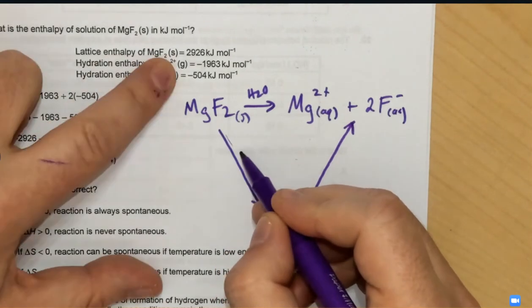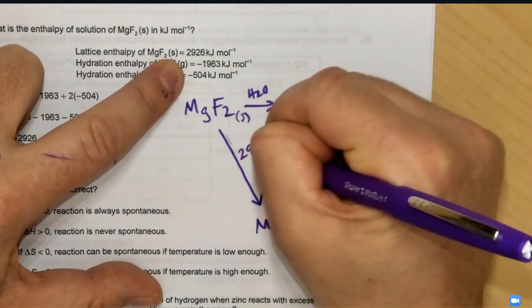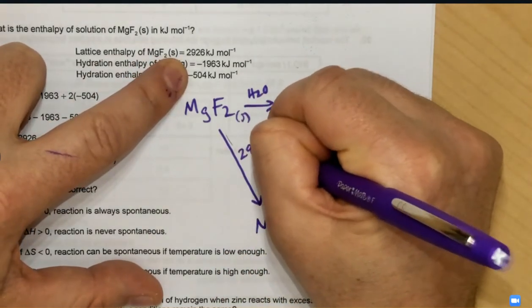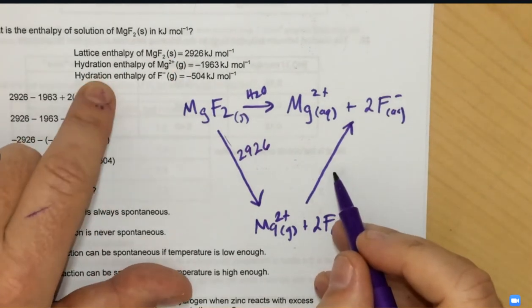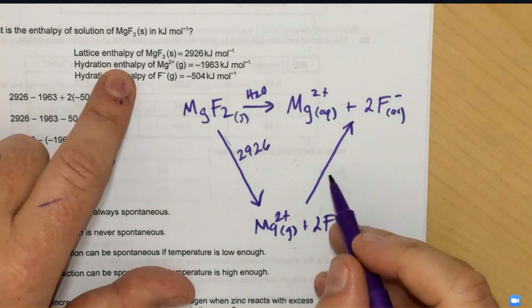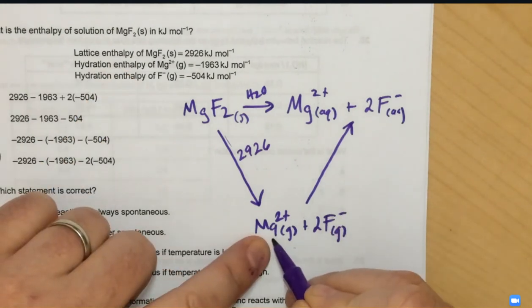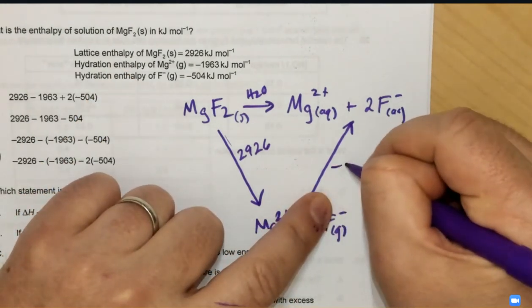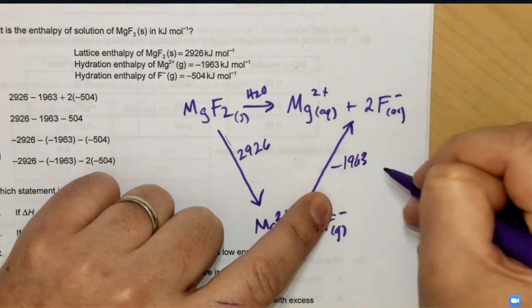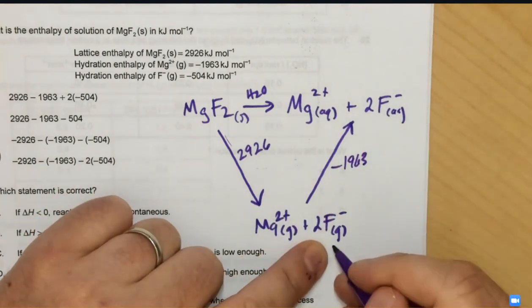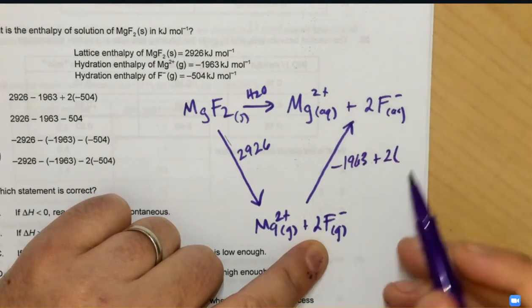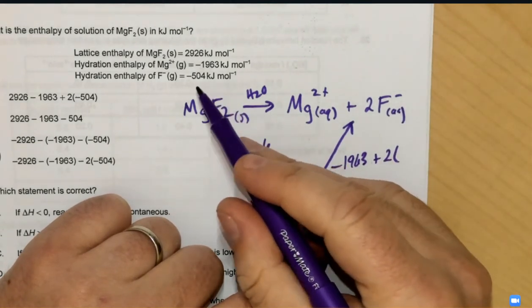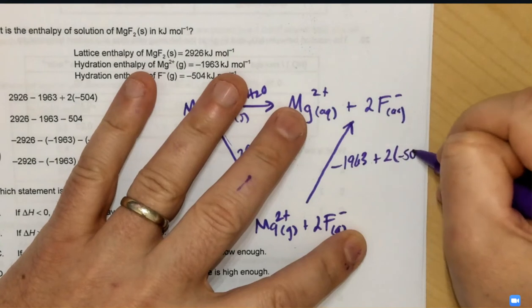So this process right here is the lattice enthalpy. So that value is 2926. This value here is the enthalpy of hydration. Remember, these are per mole. So we have 1 mole of magnesium ions. So that'll be negative 1963. And we have 2 moles of fluoride ions. So that'll actually be added to 2 times the value for that. And enthalpy of hydration of fluoride is negative 504.